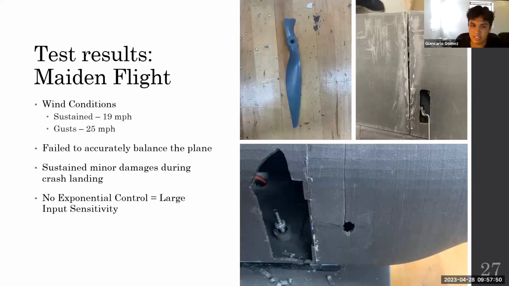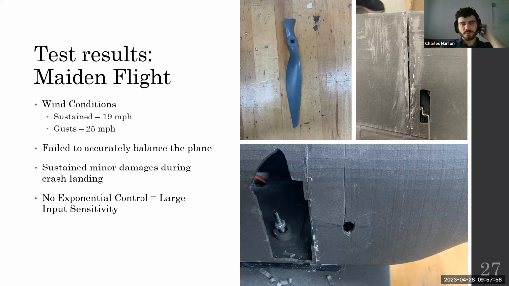Now moving on to the test flights. During our test flights, we experienced relatively adverse conditions. We saw wind gusts of sustained up to 19 miles an hour and gusts up to 25. It was quite clear from the beginning that we had failed to accurately balance the plane. It was quite tail heavy.